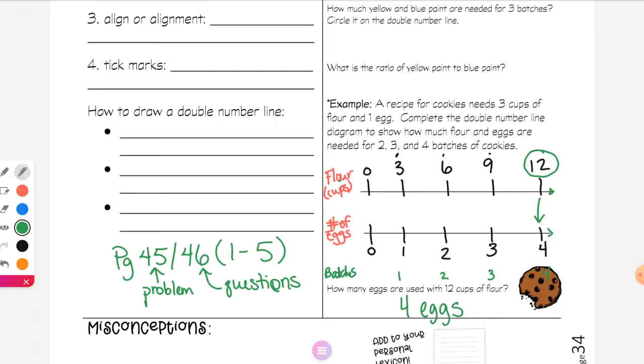So you'll finish the double number line first. You can see some blank spots, so you'll finish the double number line first, and then just try and answer the questions that go with it. And then that's it. So if you get done in class, you have your homework done.